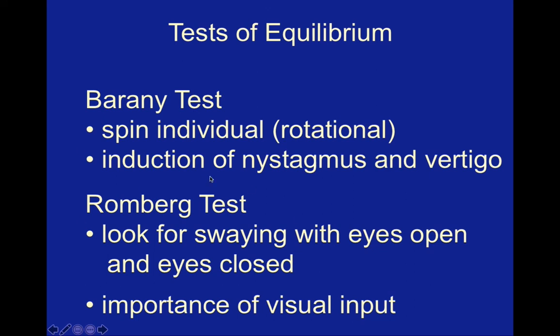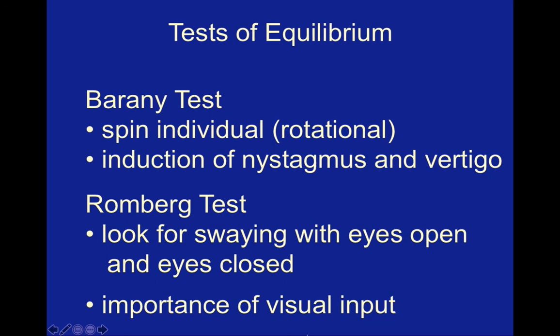The Romberg test is our final test for equilibrium, which is carried out by telling the patient to stand with their feet together and their face forward. This test is going to assess static equilibrium as the patient is going to be still. Now what we're going to be looking for in our patient is swaying back and forth. What you'll often find is that when the Romberg test is carried out with the eyes open, there's much less swaying than when the eyes are closed.